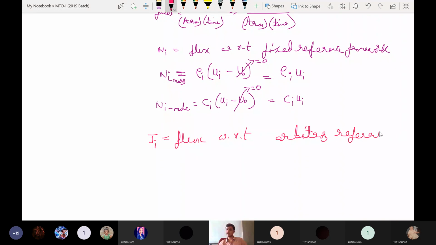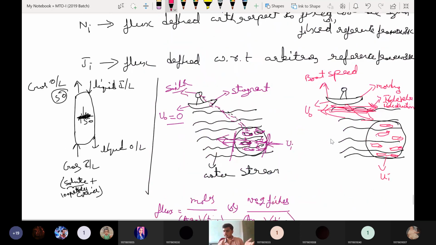Arbitrary coordinate, or we can write arbitrary reference framework. Why are we writing arbitrary? What does arbitrary mean? It's jumbled. You are moving in this direction, that direction. There is no constant direction. You are moving in the x direction, there is no criterion that you are moving only in the y direction or z direction. You are moving in any number of directions.